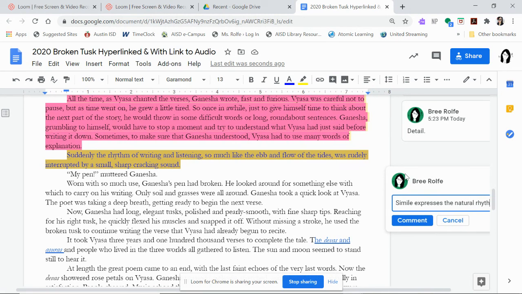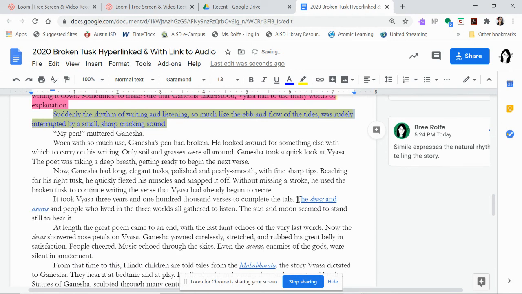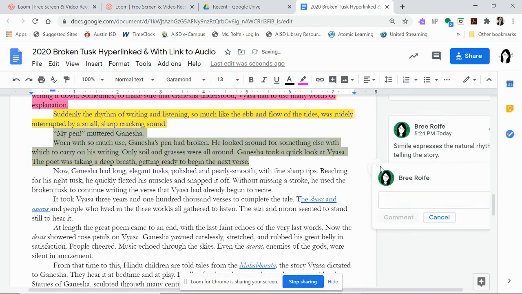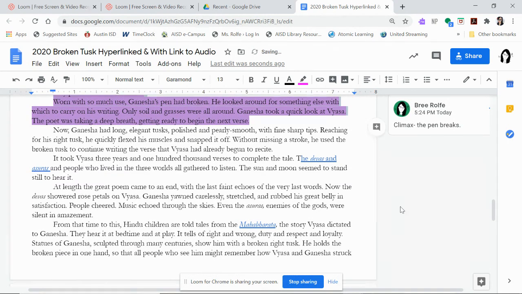And again, you notice that earlier in the story, the verses would flow like nectar, implying the sort of naturalness of telling the story, and here we have that kind of imagery again. All right. Right here is a very important plot point. This is sort of the climax of the story. And we don't know what'll happen. Will he be able to move on?